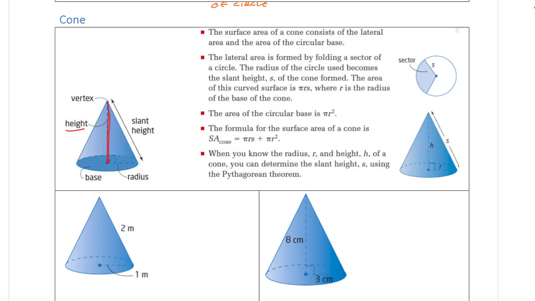When you look at the formula sheet, this is the formula it gives you. It says the surface area of a cone is pi r s plus pi r squared. So let's figure out why that is the formula. Let me get rid of this. The pi r squared should be pretty obvious because that's just a circle, so that's the area of the circle at the bottom.